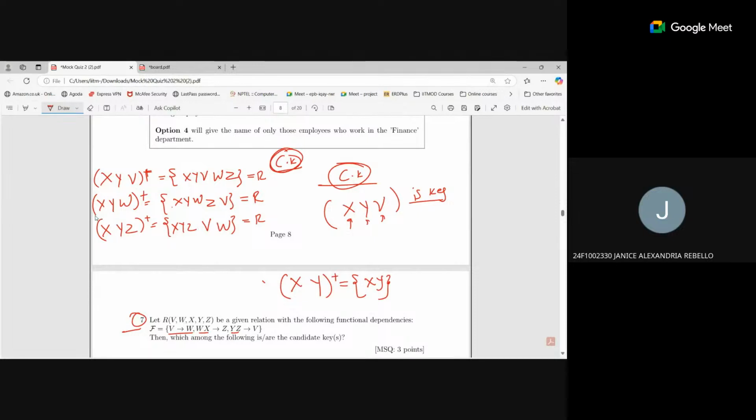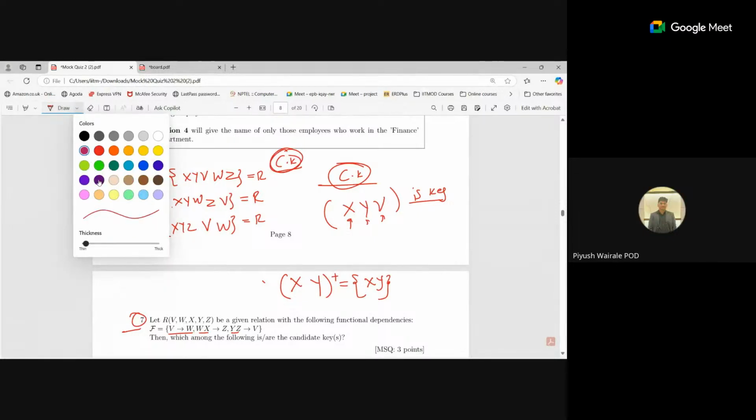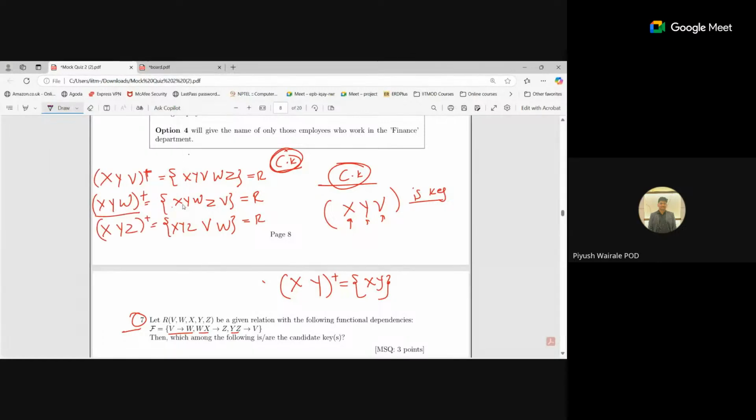Can you explain the closure of XYW? Yeah. So first, XYW determines XYW, so we are adding that in the closure. But from WX, so we have W, we have X, right? From WX we can determine Z. So I'm going to add Z in the closure. And then from Y and Z I'm determining V. So I'm going to add V also in the closure, right? Okay, yes. So you need to check the combination also like that.